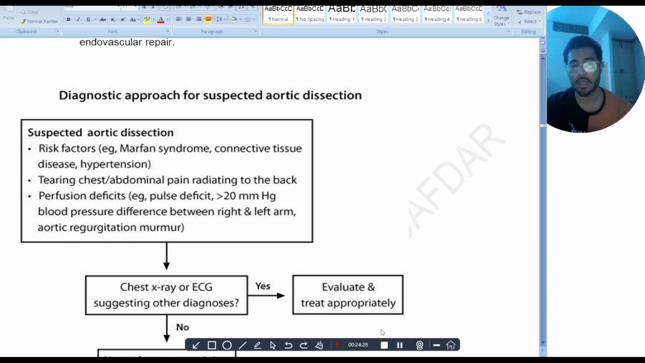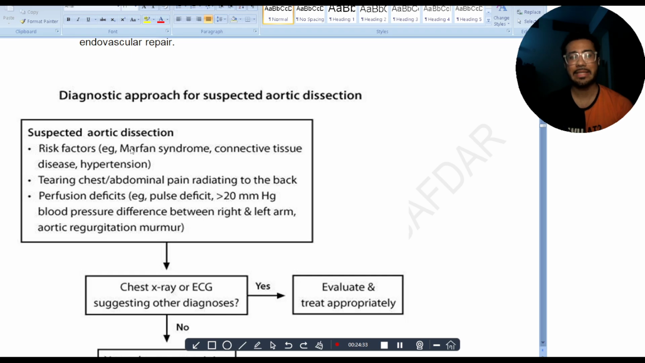So, diagnostic approach to aortic dissection. Suspected aortic dissection, as I told you guys, the risk factors, the biggest one is chronic uncontrolled hypertension. Marfan syndrome is also a risk factor.